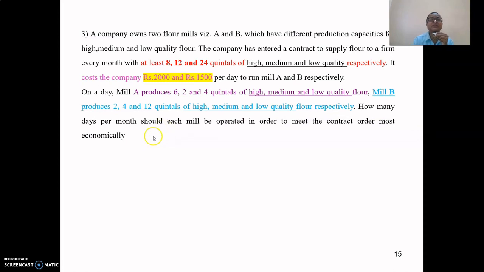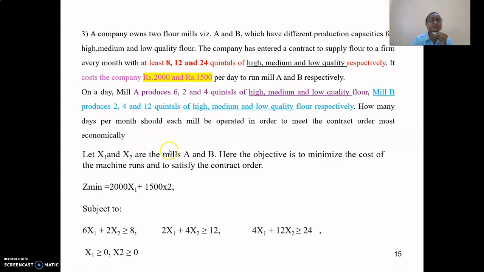Now here the decision variable is related to the manufacturing or producing of flour from mill A and mill B. Let x1 and x2 be the days for mills A and B. Their objective function is to minimize the cost of the machine run to satisfy the contract order. Here the cost of running is given as rupees 2000 and 1500 per day to produce this quantity.